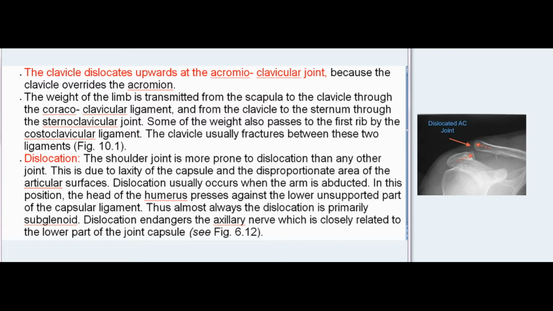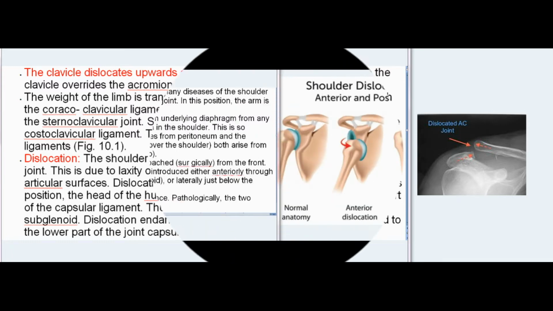Dislocation. The shoulder joint is more prone to dislocation than any other joint. This is due to laxity of the capsule and the disproportionate area of the articular surfaces. Dislocation usually occurs when the arm is abducted. In this position, the head of the humerus presses against the lower unsupported part of the capsular ligament. Thus almost always the dislocation is primarily subglenoid. Dislocation endangers the axillary nerve, which is closely related to the lower part of the joint capsule, see Fig 6.12.